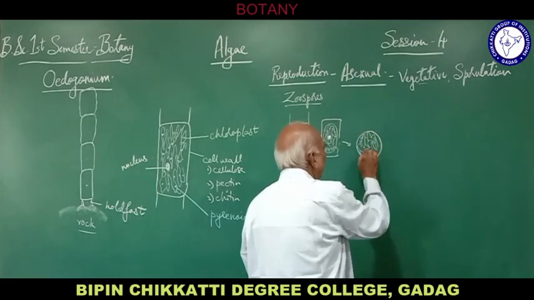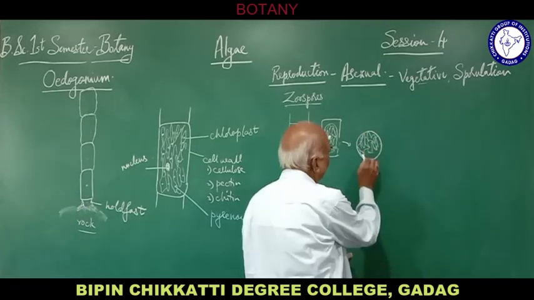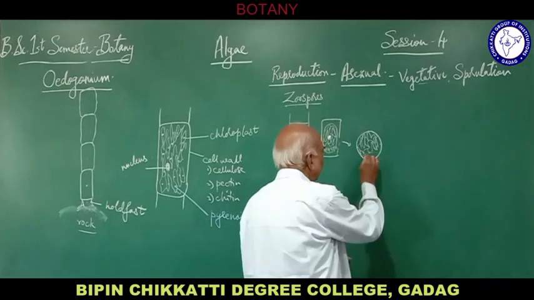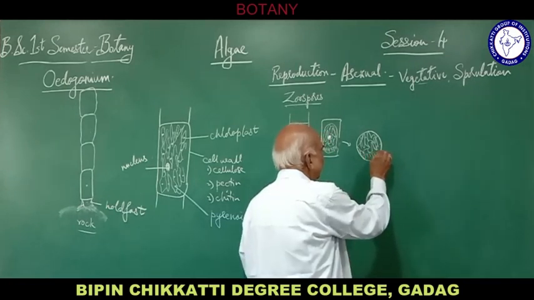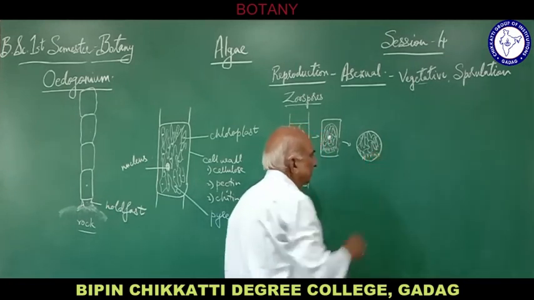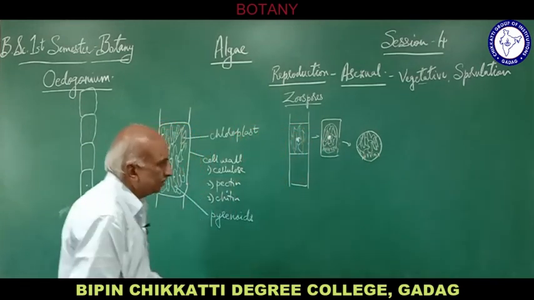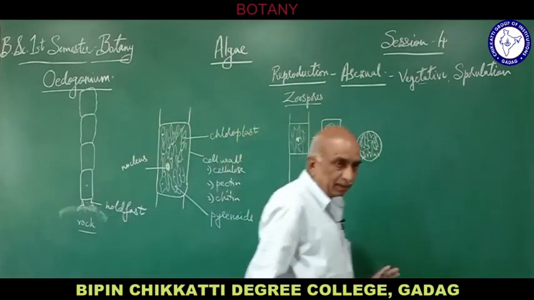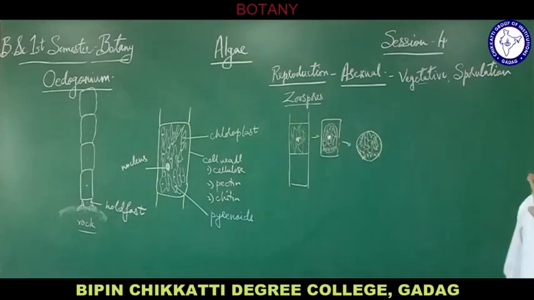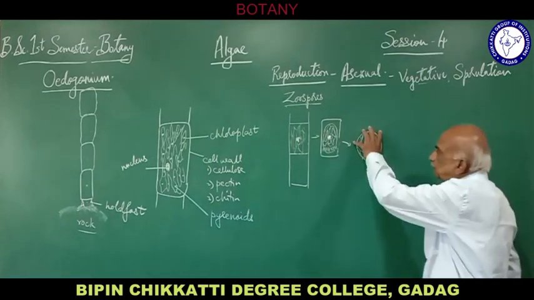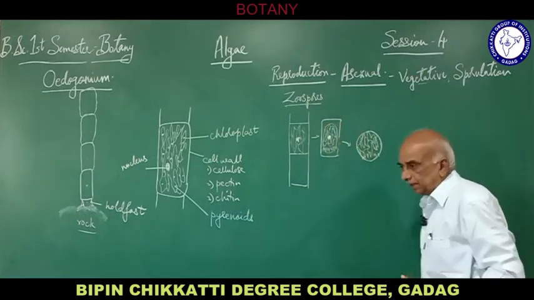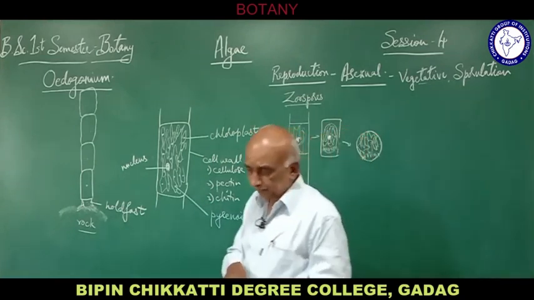So this is the chloroplast region, and this is a clear area which has the flagella, a ring of flagella which are produced. This is the zoospore which is produced from the single cell. So a single cell produces one zoospore.